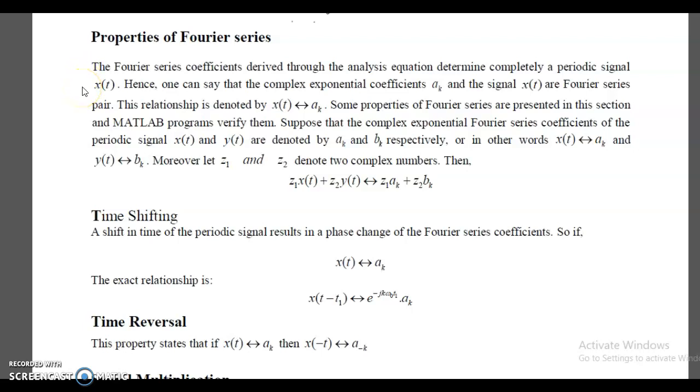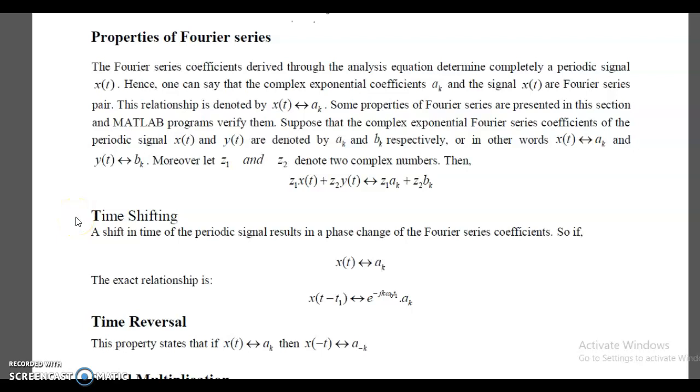So if you know the original input signal x of t, you can find out what the coefficients are, and if you have the coefficients given, you can find out what the original input signal is. So it's a one-to-one mapping, which basically incorporates the linearity.